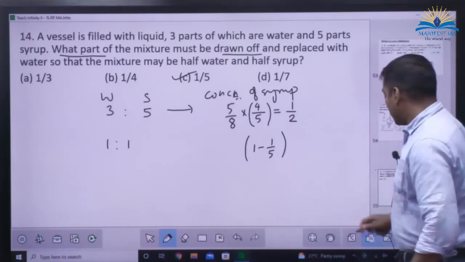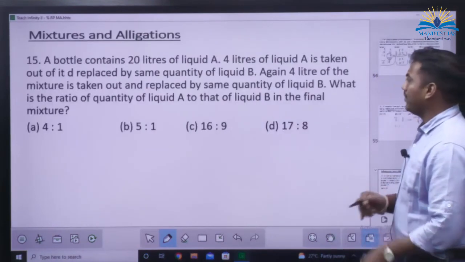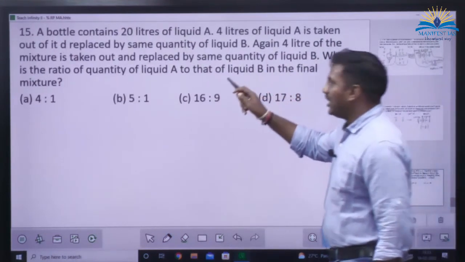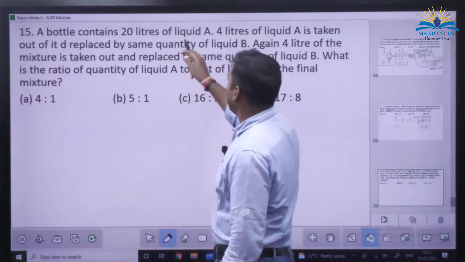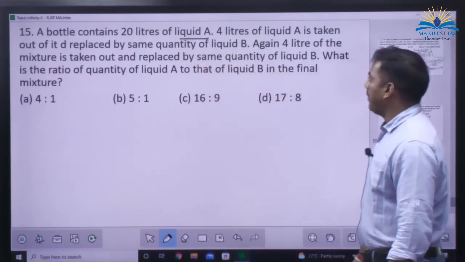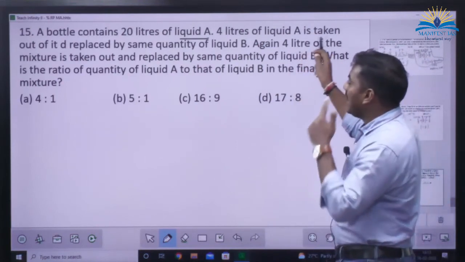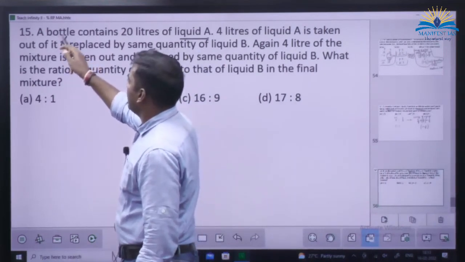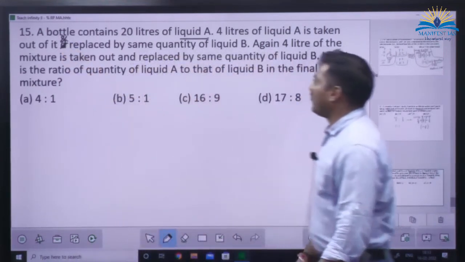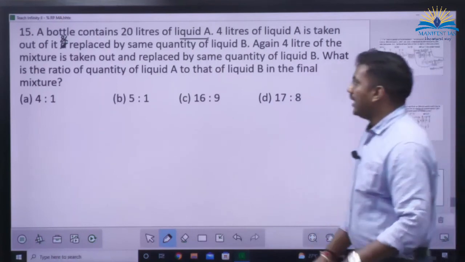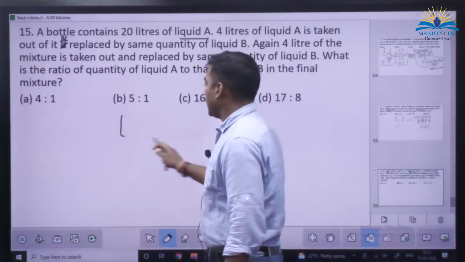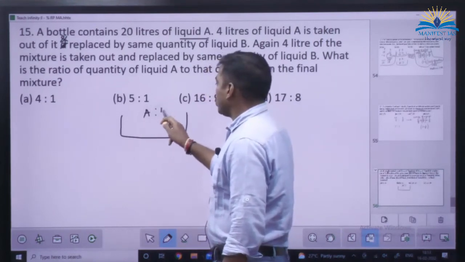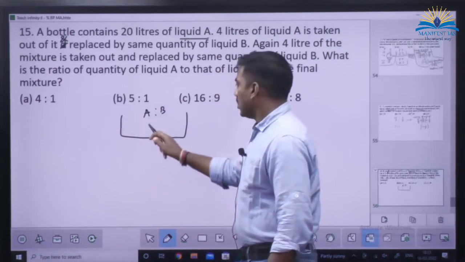Okay. So last problem, similar to this only. A bottle contains 20 liters of liquid A. 4 liters of liquid A is taken out of it and replaced by same quantity of liquid B. So earlier, what was there? Only liquid A, right? So if you take the ratio of A is to B, what was it? 1 is to 0, right?